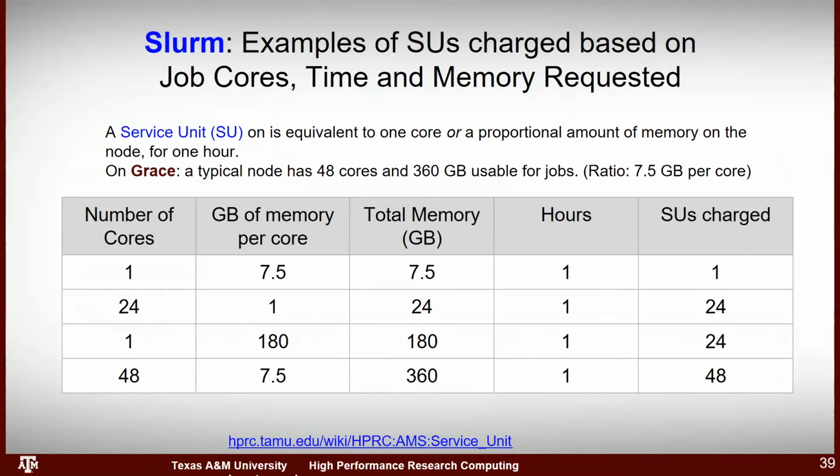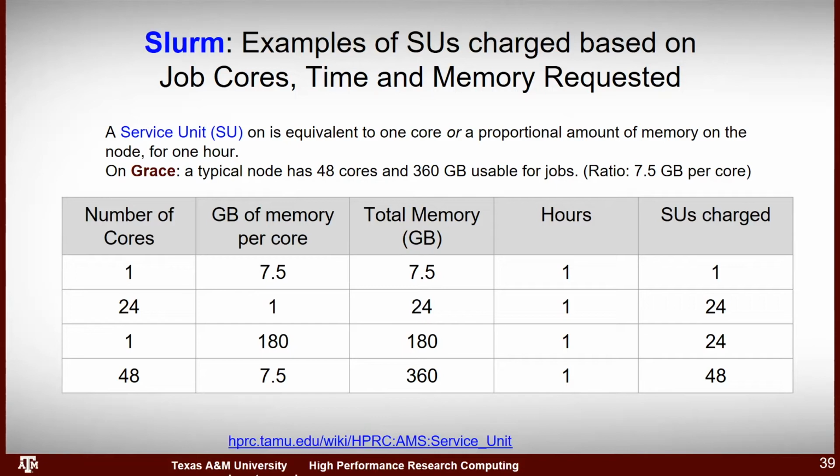So let's talk about how to calculate service units. A service unit is basically some fraction of a node. So if you're using the whole node versus you're using some part of a node, we calculate that. The nodes on Grace, as I talked about, have 48 cores. On Grace, a typical node has 48 cores and 360 gigabytes of usable memory. It actually has more memory, but some of it is not for you. Some of it is for the operating system to just stay alive. So you basically get to use some fraction of a node.